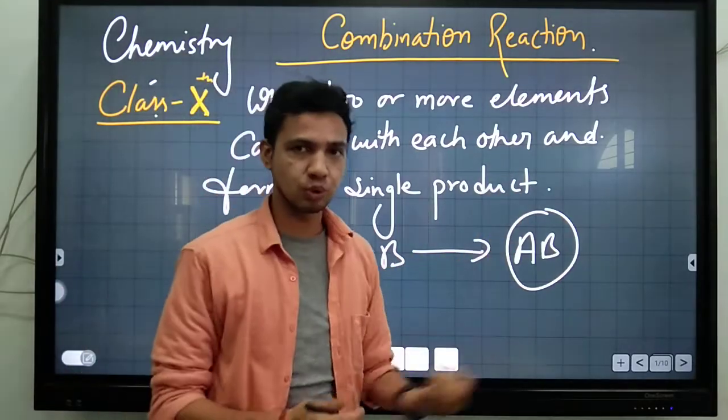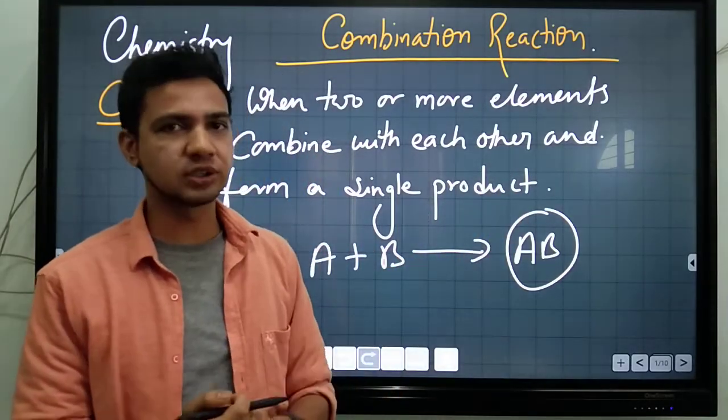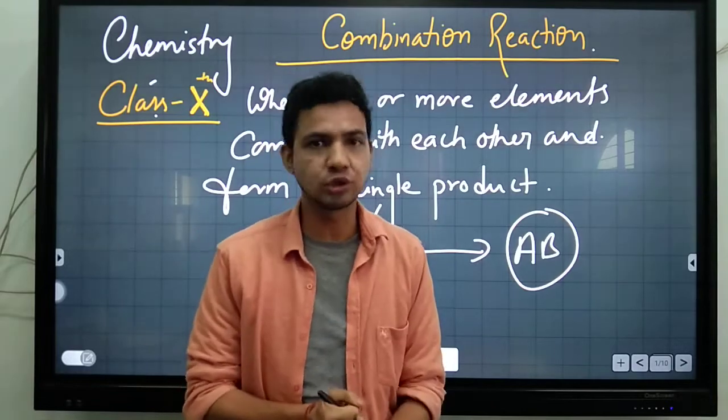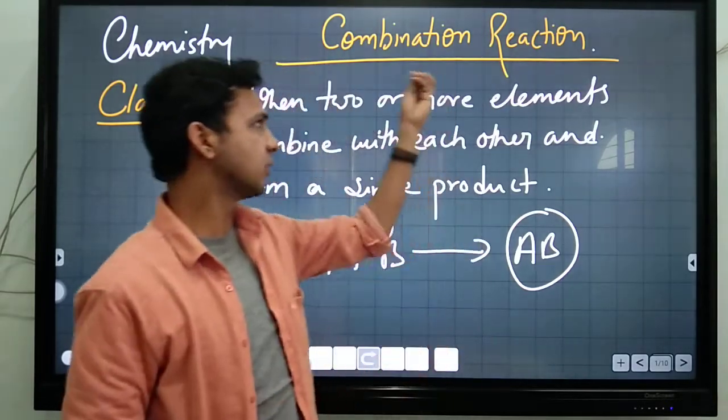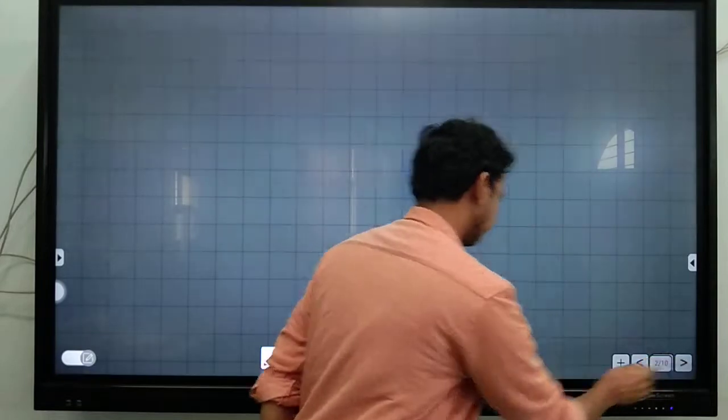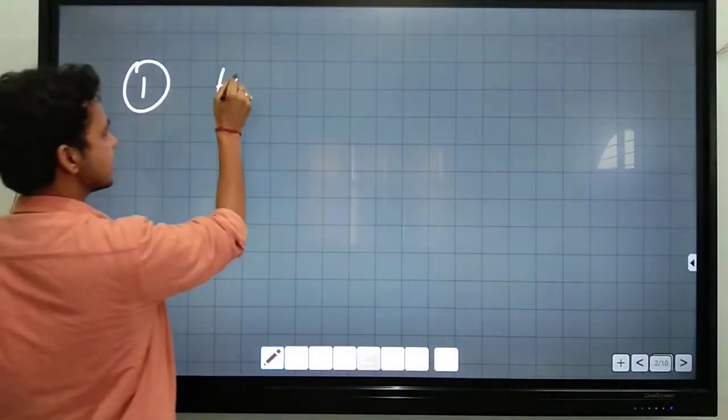Okay, so here is also the redox. Reduction and oxidation take place simultaneously. This is also known as a redox reaction. So I am giving you examples of the combination reaction. The first example is here.